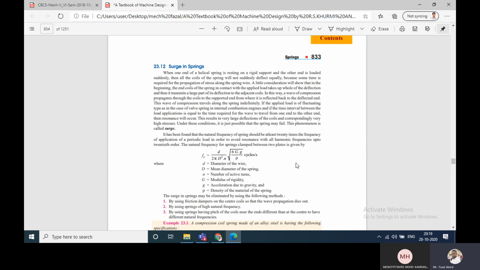Surge is nothing but because of sudden shock applied on the coil, the stress distribution in each coil of the spring is not uniform. Actually each coil of the spring should carry the load equally, then only the spring is going to work well. If each coil is not supporting the stress distribution uniformly, you are going to get a non-uniform distribution. Such a phenomenon is known as a surge in the springs. That is most dangerous for the design of a spring.